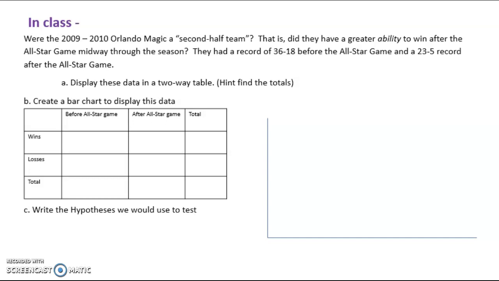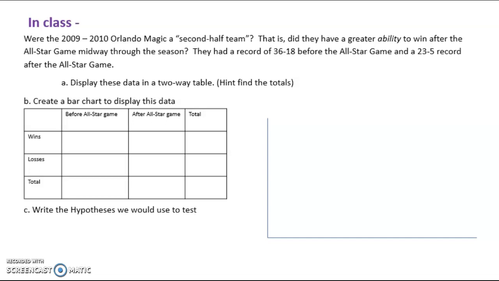2009, 2010 Orlando Magic. Were they a good second half team? That is, did they have a great ability to win after the All-Star game midway through the season? So they had a record of 36-18 before the All-Star and a 23-5 record after the All-Star. So let's fill it in. We'll get a table going and run from there, and then they want the hypothesis down here.